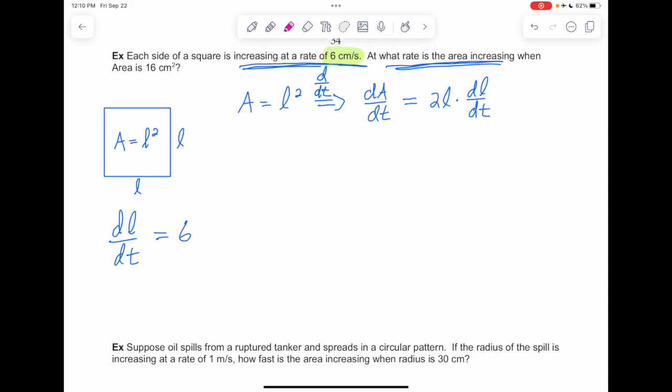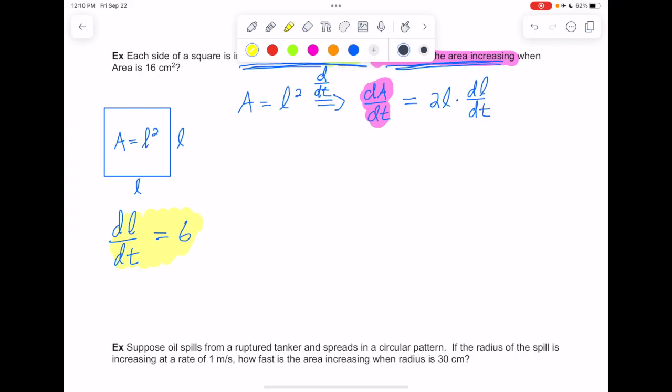This is what they want us to find: the rate at which the area is increasing, so that would be dA/dt. In order to find that, we need to plug in L and dL/dt. We know dL/dt, that's right here. So we still need this L. If we can find L, we can plug in and have the answer. So how do we get the L?